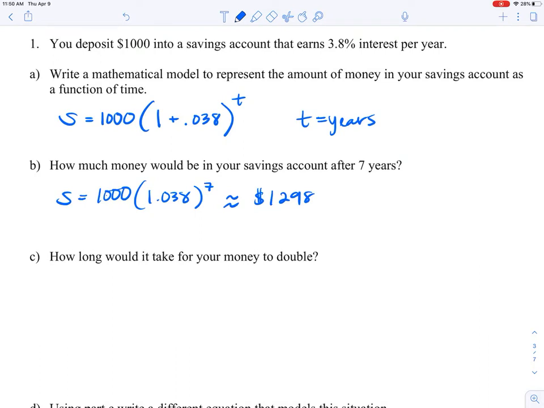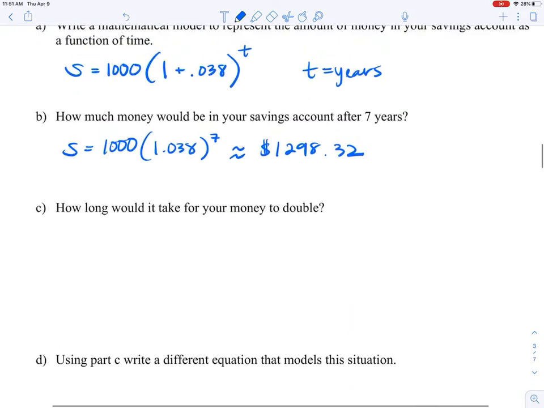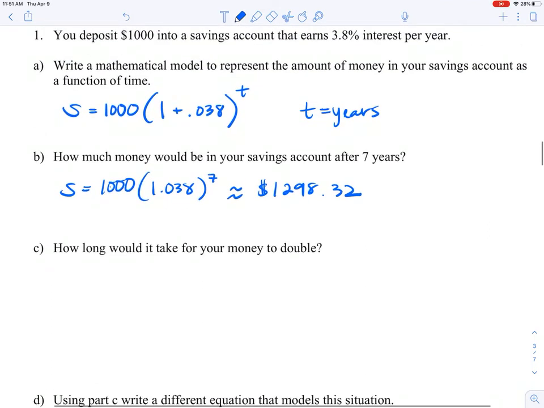And we get approximately $1,298.32. Okay. And how long would it take for your money to double? Well, if we started with $1,000, for it to double would be the amount in your account being $2,000.